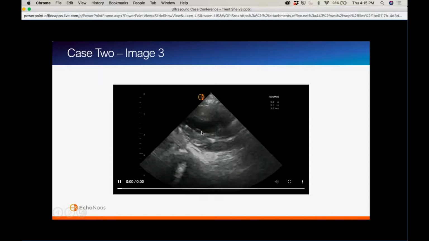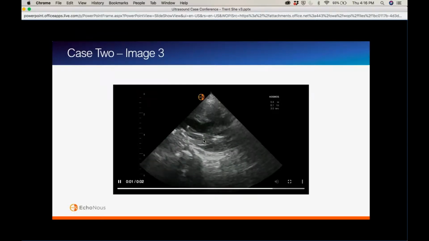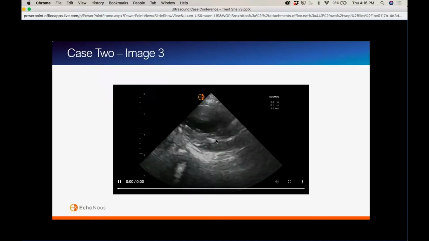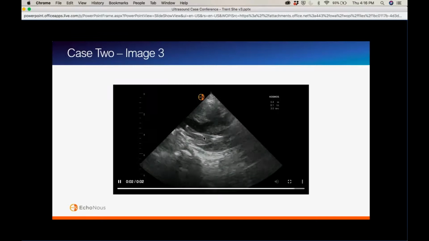Now, what's all this? I'm seeing, okay, so this is the vertebral body here. This is the vessel. I'm seeing these hyperechoic things within this massive structure. Like, what were you guys thinking this is right now? These little hyperechoic white lines.